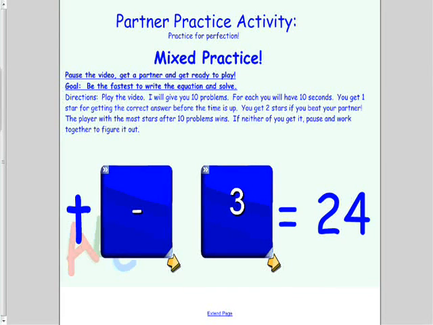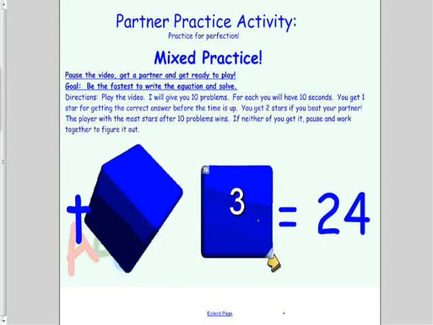T minus 3 equals 24. Go. All right, the opposite of minus 3 is plus 3. Add 3 to both sides, and t equals 27. Next problem.